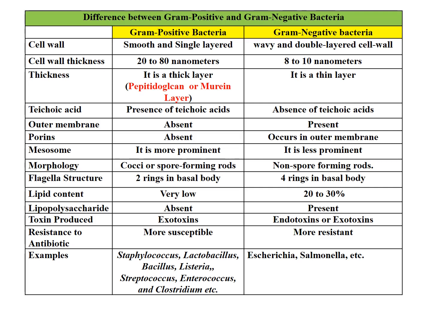In the case of gram positive bacteria, the cell wall is smooth and single layered, but in the case of gram negative bacteria, a wavy and double layered cell wall is present. The thickness is much higher in gram positive bacteria, that is 20 to 80 nanometers, while in gram negative bacteria it is very thin, that is 8 to 10 nanometers in size. The peptidoglycan or murein layer is thick in gram positive bacteria. In gram negative bacteria, it is a thin layer.